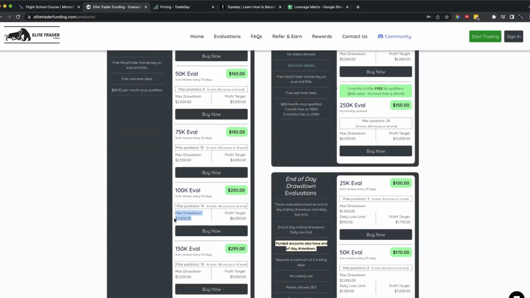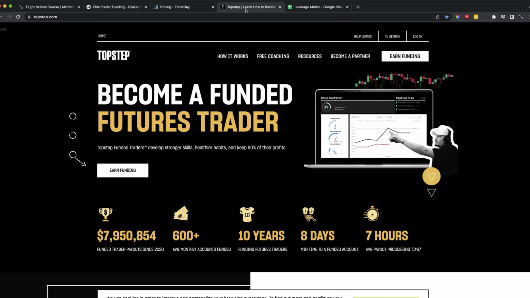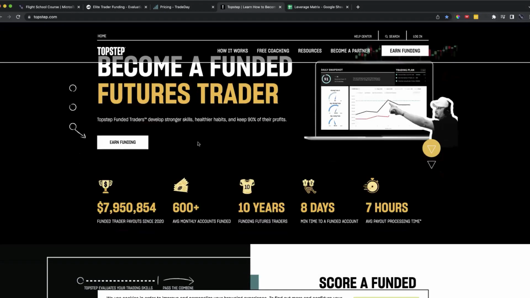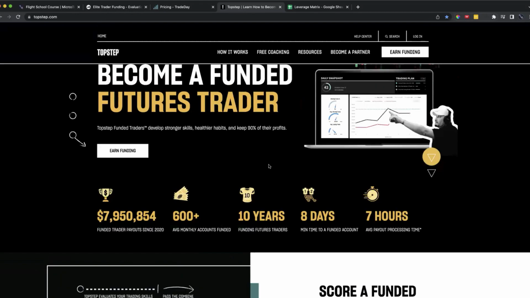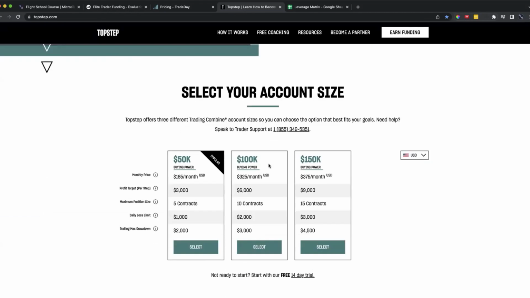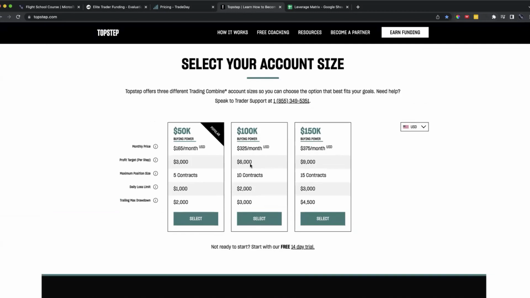I just like that it gives me that much room, and I'm still going to trade within my leverage matrix. Let me go one more. Top Step. They're kind of the big boys on the block. They've been around the longest, I believe, from what I've discovered. And here's theirs, at 165, a little more pricey.